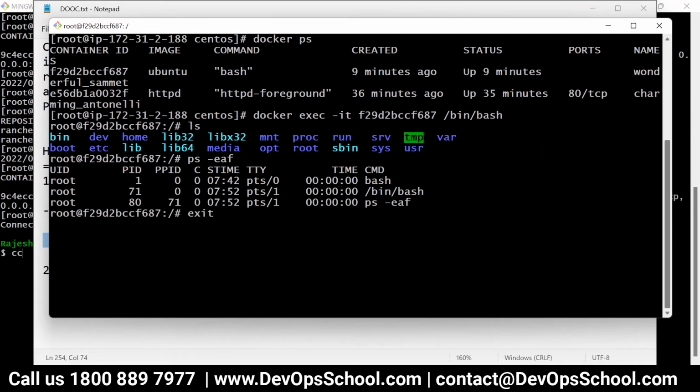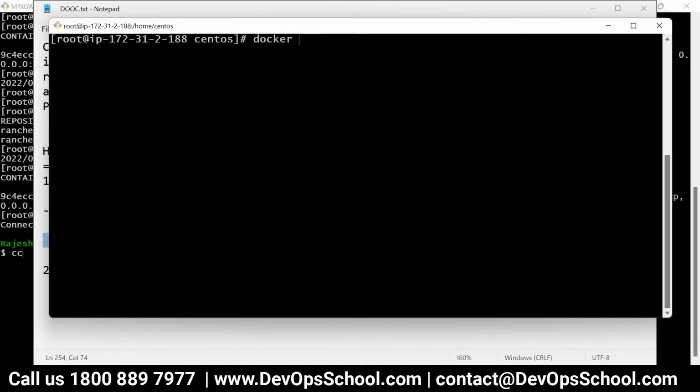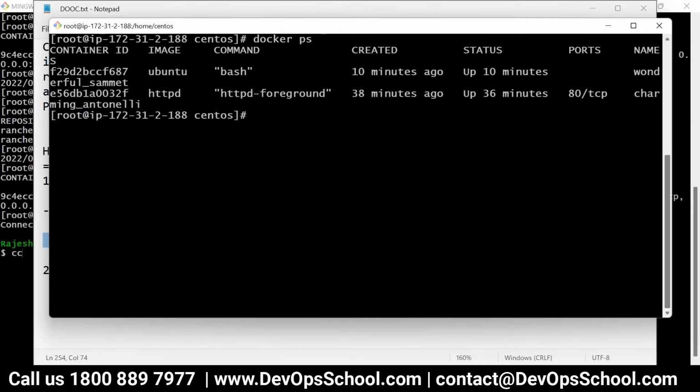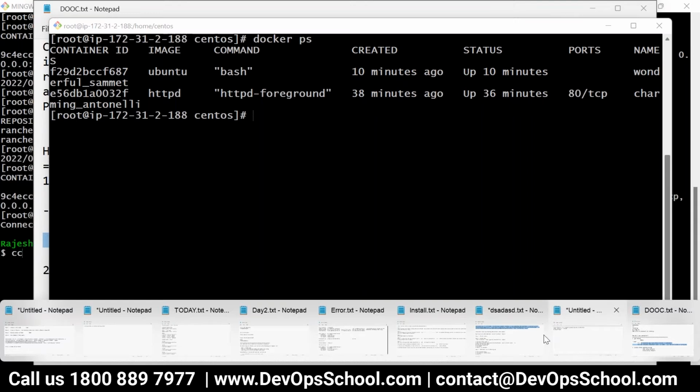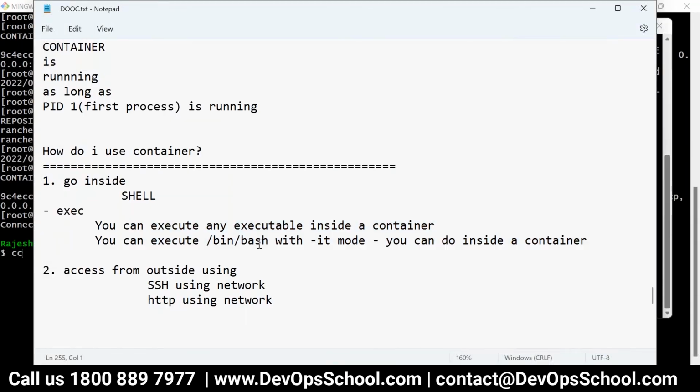So I will exit. That means this will be exit. Container will still be running, right? So the container is still running. So guys, I taught you how to go inside a container. Always you have to use a bash. Any shell, you can use any shell, but most of us are using bash. So let's not talk about anything else.